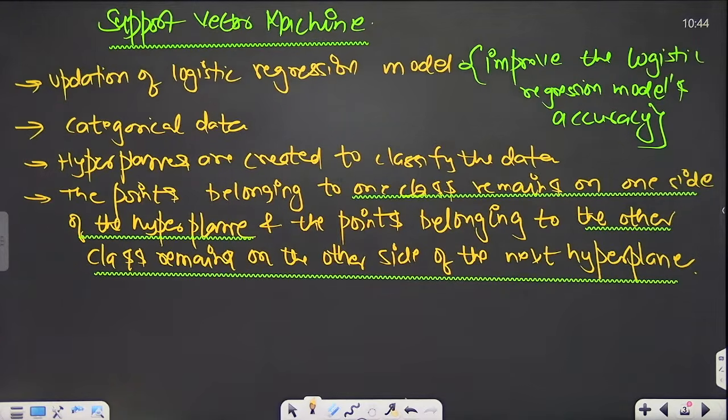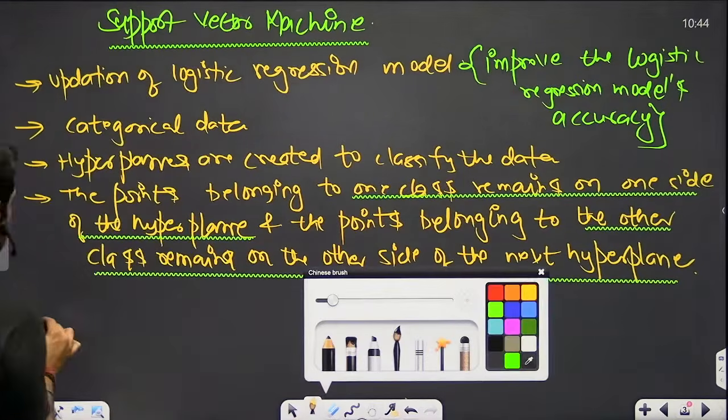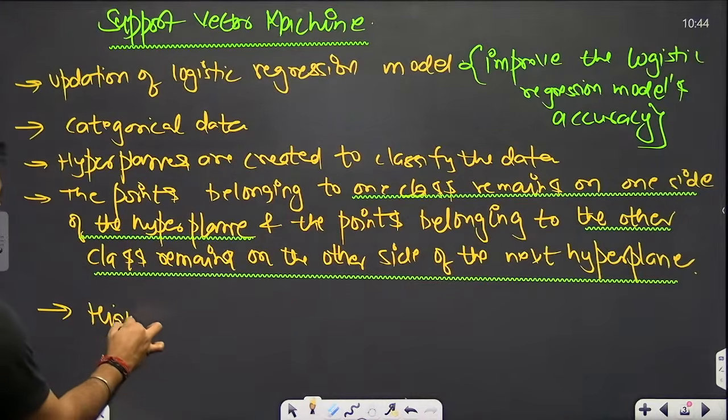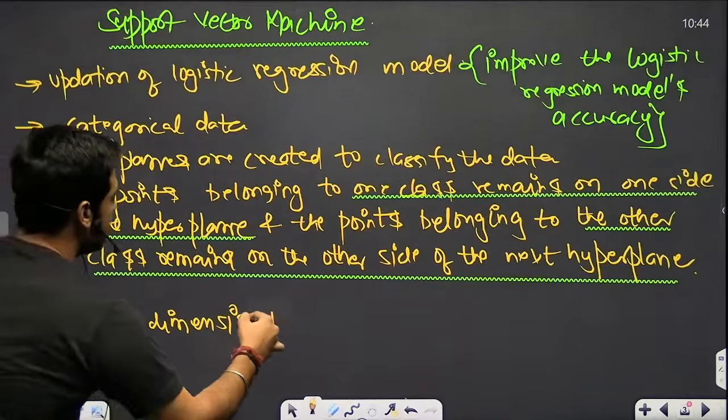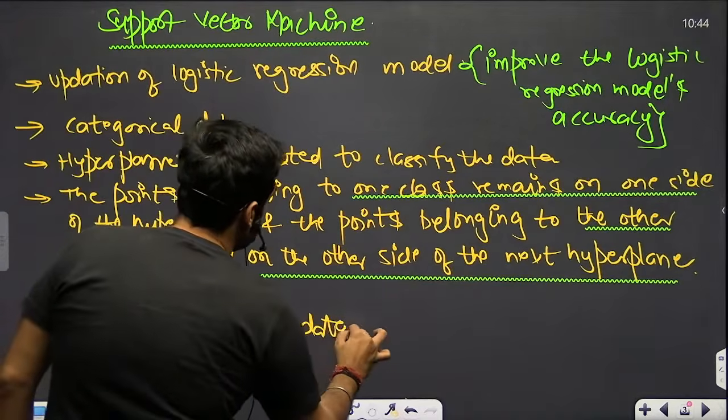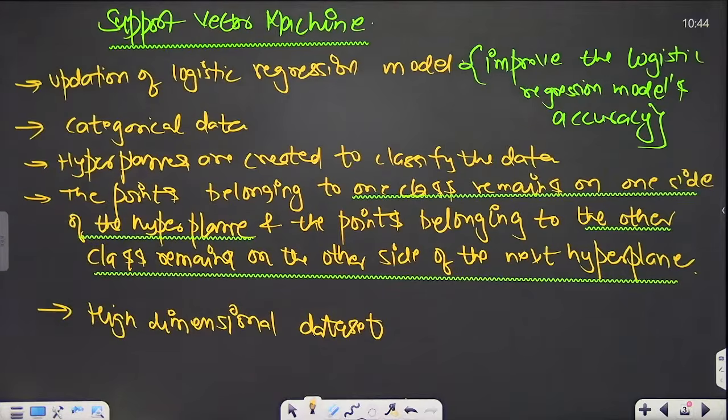Just remember that instead of drawing a sigmoid curve, here we try to fit the hyperplane. For binary class tasks it is majorly preferred. It works well with high dimensional data sets.